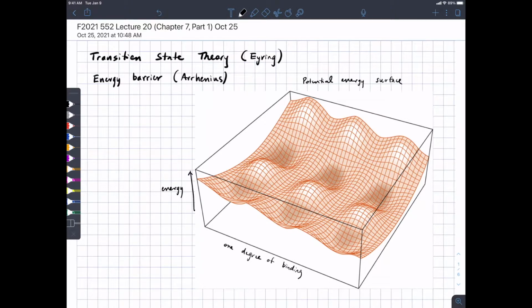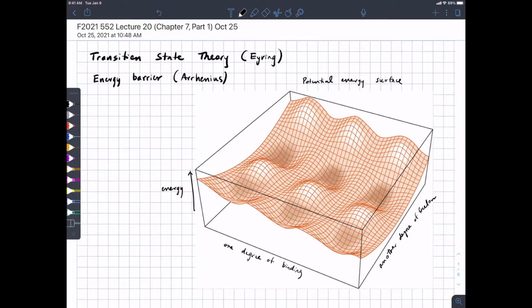And this on the y-axis is another degree of freedom, another separate change in geometry. And so you can see that if, for example, we were talking about bond rotation, one of these would be a dihedral angle, and then we might on the other axis have bond length or something like that.